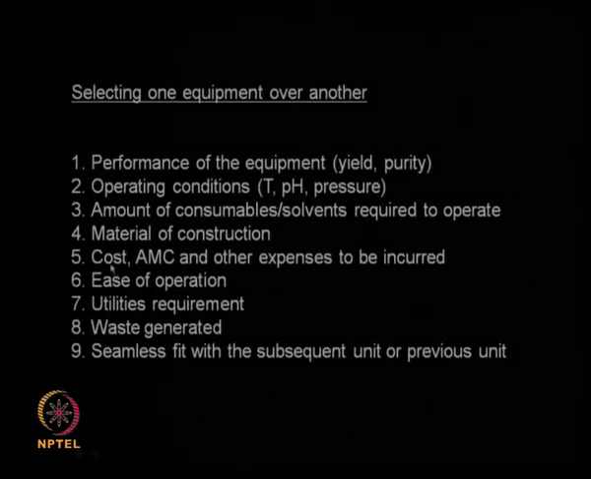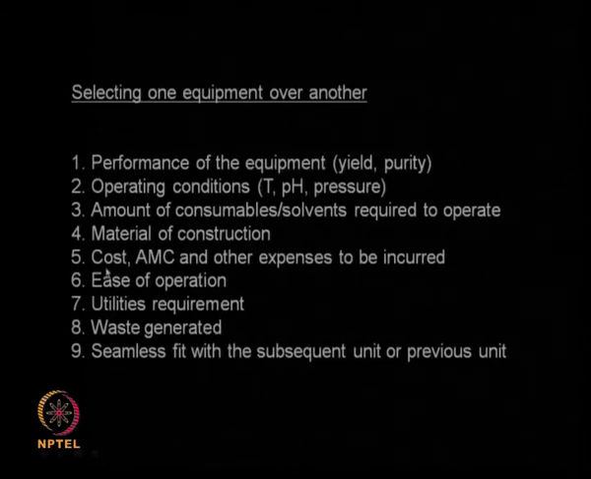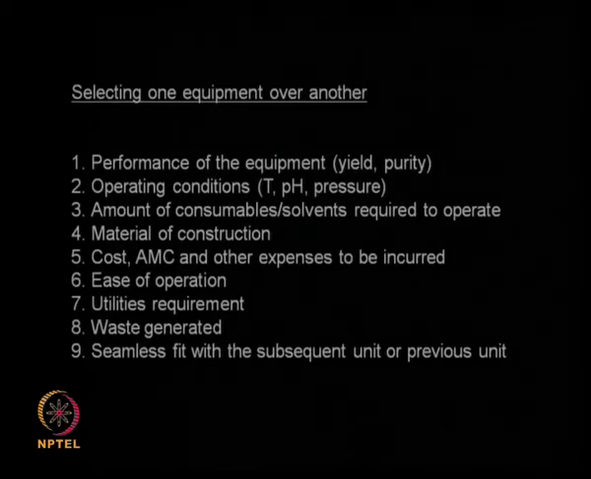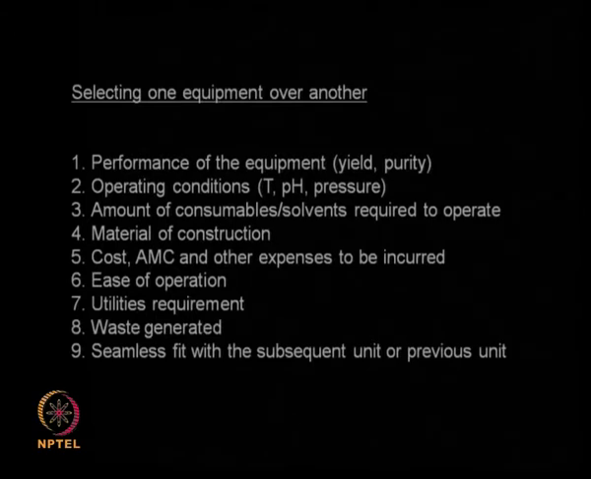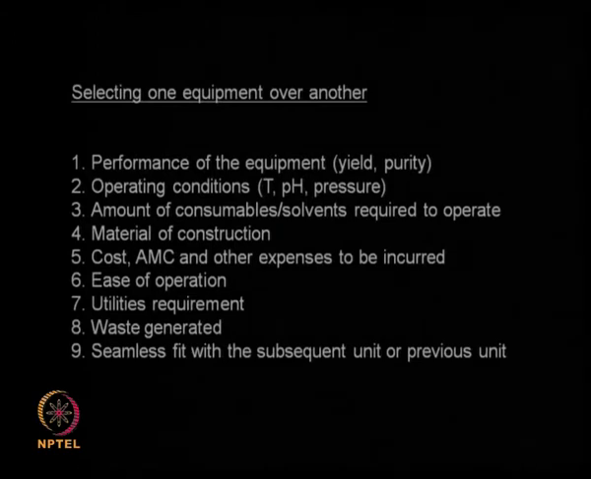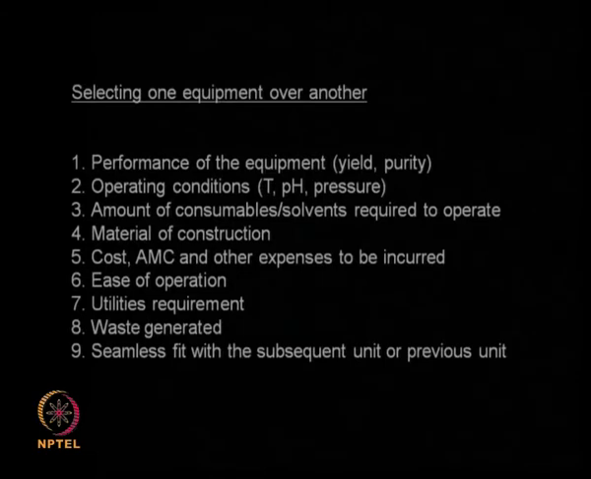selecting an equipment. Then comes the actual cost of the equipment, annual maintenance contract and other expenses I will be incurring on the equipment. So I should find out, for example if I am buying a BMW, I will spend a lot of money on maintaining, right. So that is going to be a continuous expense. If I have a Maruti 800, no problem, the cost I will incur is very little. So not only the original cost of BMW, but maintaining BMW also I need to spend a lot of money. So you need to keep that point in mind.